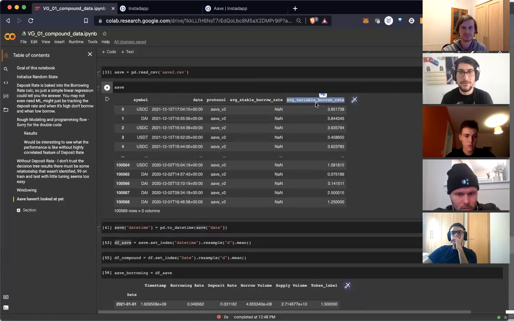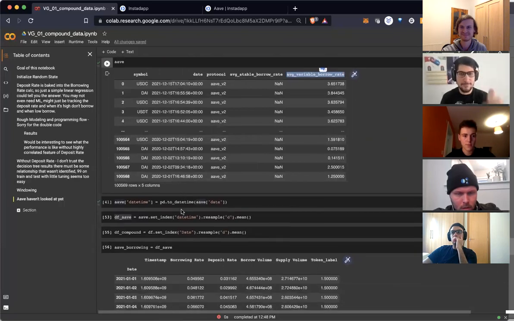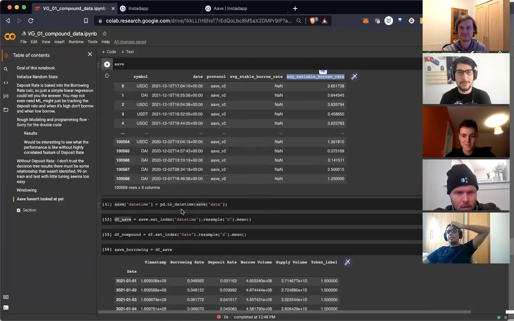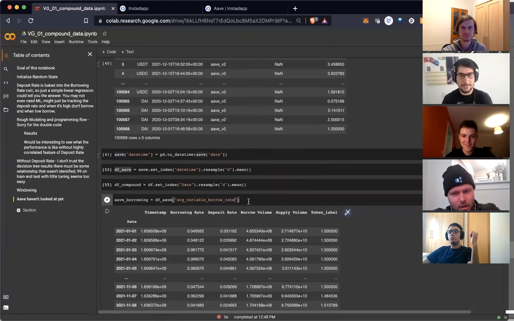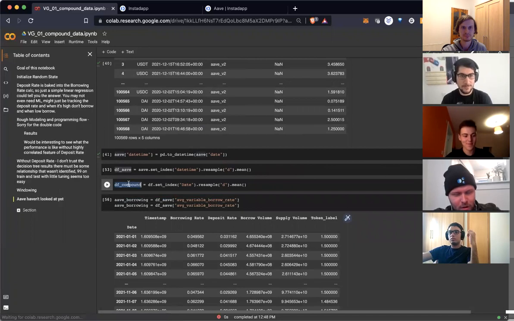Oh, it's already an average. I'm taking an average of an average. Yeah, I guess it depends. It's a little weird. This is the Aave one, right? Yeah. I need to check if it's actually the average, because I think I just named it that when I queried it. Okay. Let me try and find where I did that.